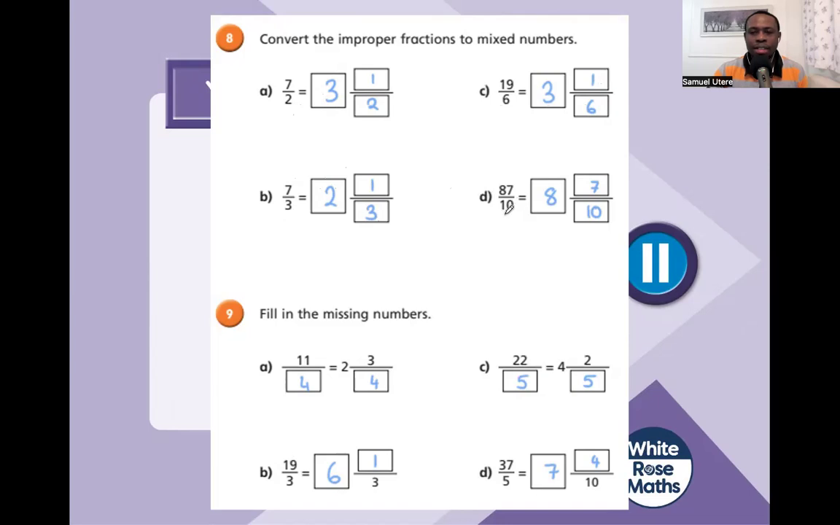87 divided by 10 is 8. We can only get 8 lots of 10 from 87. Our remainder is 7, so we write 7/10. Here we are required to simply find the missing numbers, and here are the answers.